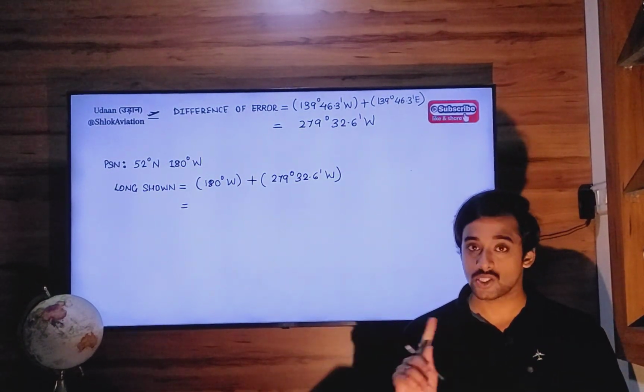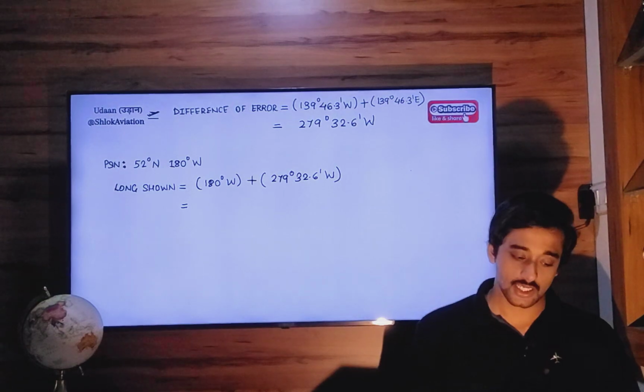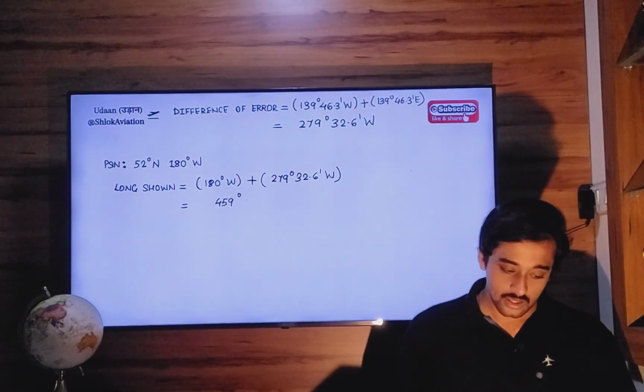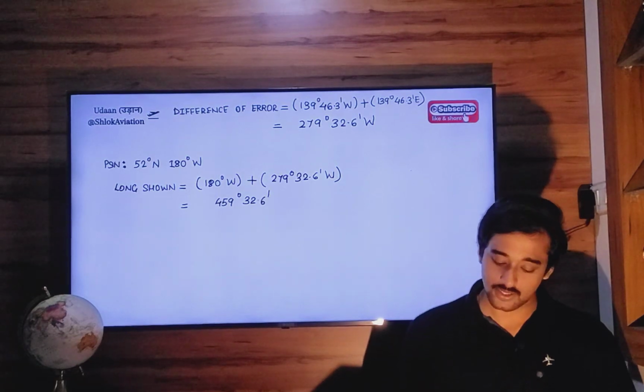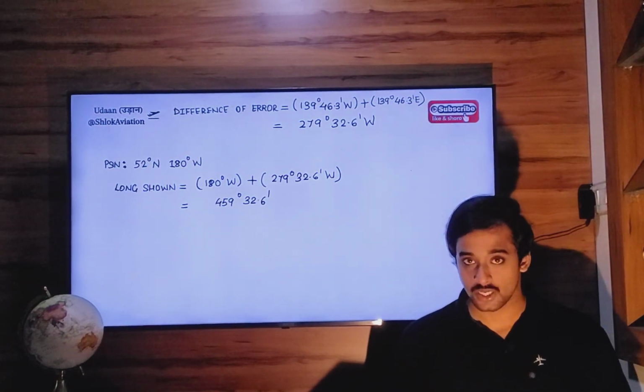Okay, since it's to the west of it, you are going to add. So 180 degrees plus 279 degrees 32.6 minutes. That is equal to 459 degrees 32.6 minutes. Okay, now we have a maximum of 360-degree longitudes, right?